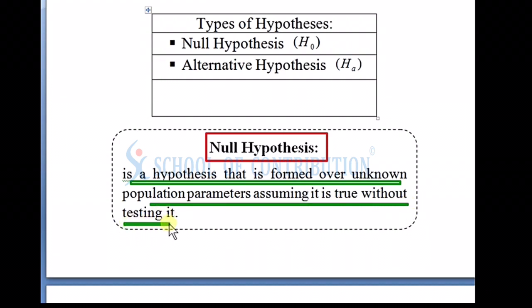without testing it. That means the null hypothesis is a hypothesis that we formulate as an assumption about a population parameter, and we assume this hypothesis is true without testing. So it is a hypothesis that is assumed to be true without testing.